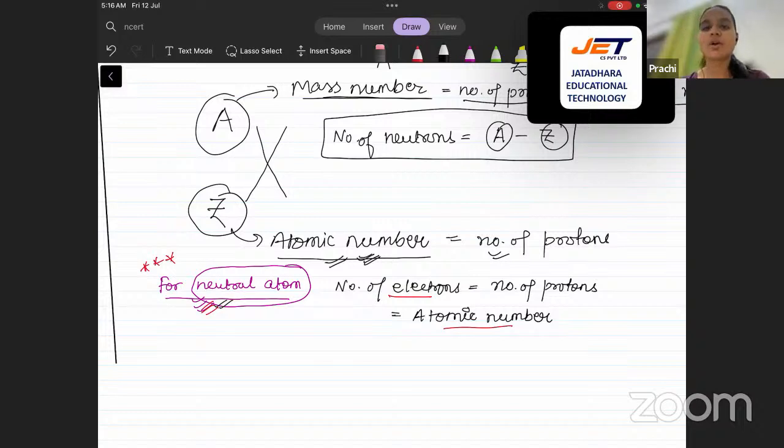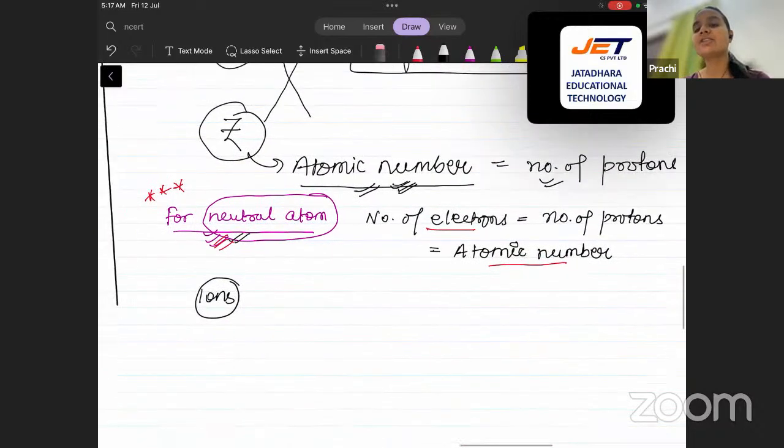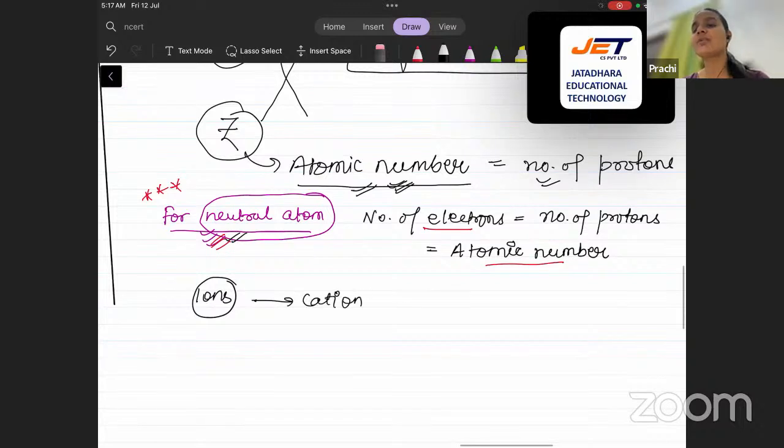So for ions, atoms which are having some charge, you can have cations and also anions. Anions are the ones which have the negative charge. Cations are the ones which have the positive charge. So if you have a cation, then the number of electrons will be the atomic number minus the charge. Whatever atomic number you have, you subtract the charge from the atomic number, right?